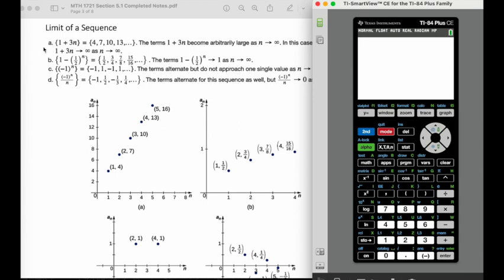And we're looking at example A here. The sequence is 1 plus 3n. So when I plug in 1, I'm going to get out 4. So I'm going to plot the point (1, 4). Our y-axis is the term, the value of the term. So as you can see, 1 plus 3n looks linear. I'm increasing by 3 each time.